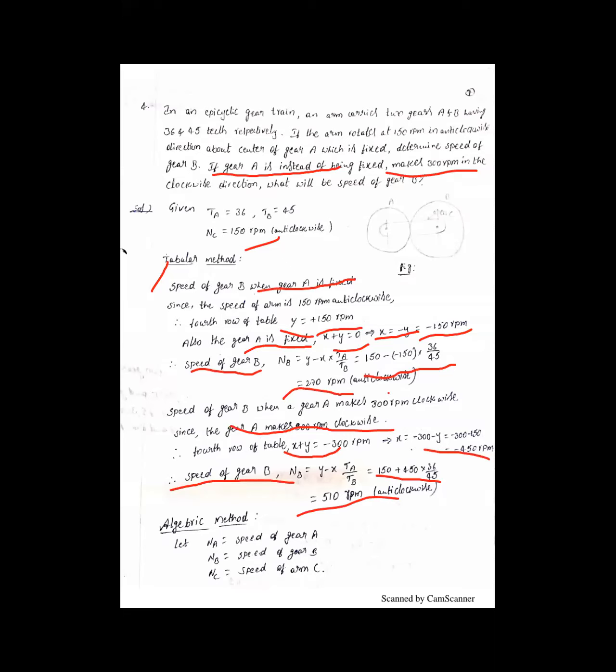Actually, we should draw the tabular column while we do the particular problem. Definitely, you should draw the tabular column. What we discussed in the earlier derivation, that tabular column is also required in our problem. So at the first condition, speed of gear B is 270, and at the second condition, speed of gear B is 510 RPM. Is it clear?